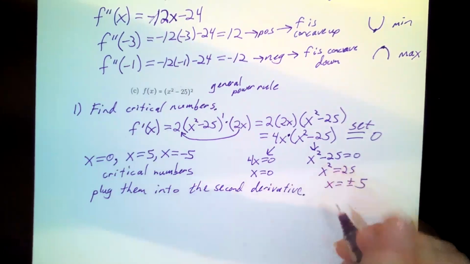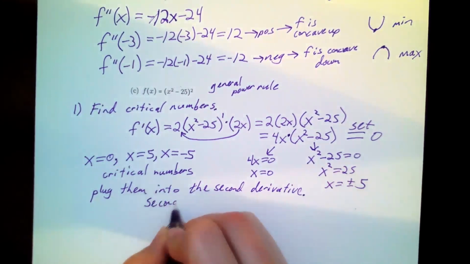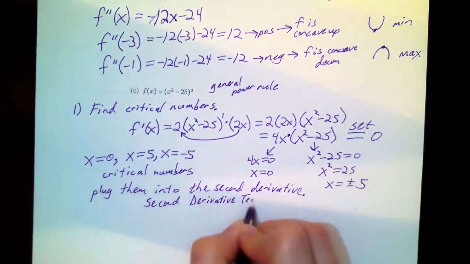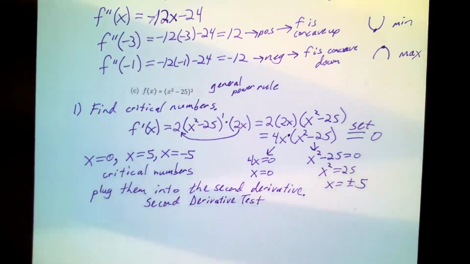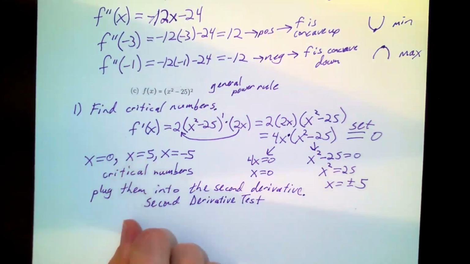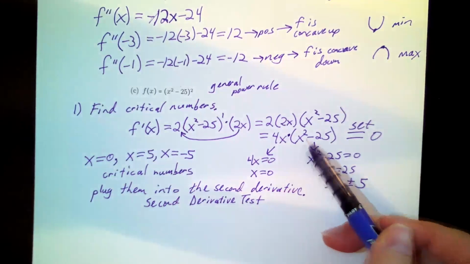So just remember, when you plug critical numbers into the second derivative, that's called the second derivative test. That's what we're doing all this time. So if I'm going to plug these critical numbers into the second derivative, the next thing you need then is the second derivative, because we haven't found it yet. So I want to take the derivative of f prime.